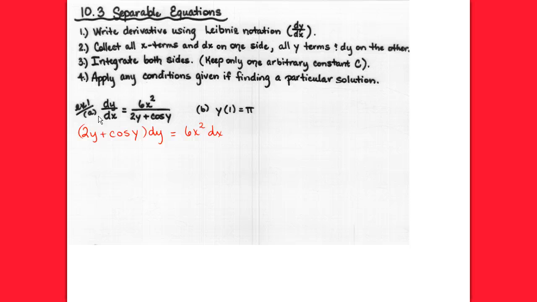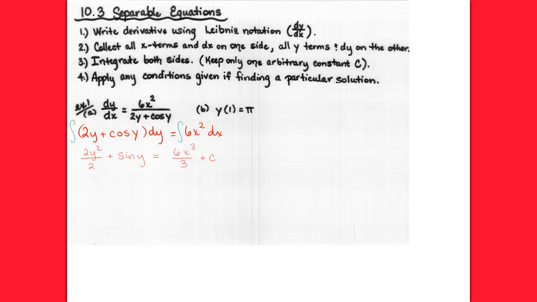All right, so then we want to integrate both sides. What you do to one side, you do to the other. It's a legal move. What is the integration of 2y? Y squared. Yeah, 2y squared over 2, so y squared. What's the integration of cosine? Sine. What's the integration of 6x squared? 6x to the third over 3. So yeah, you could reduce that to 2x cubed.